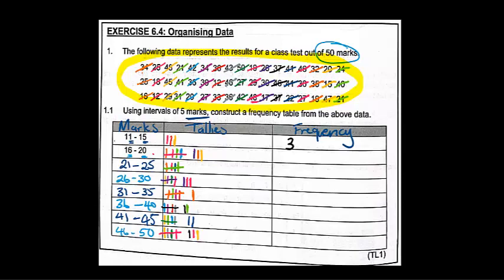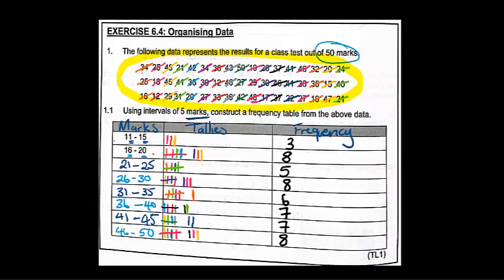In my 16 to 20, I have a group of 5. So I start and I say 5, and I count the remaining 3. 5, 6, 7, 8. So that's 8. Next one is going to be 5. Then I have 5, 6, 7, 8. And that is how I complete my frequency table.